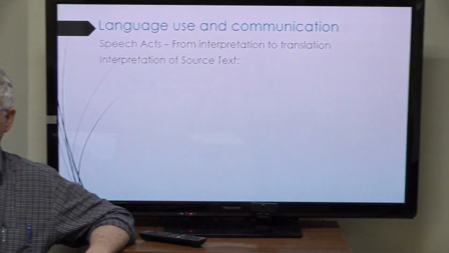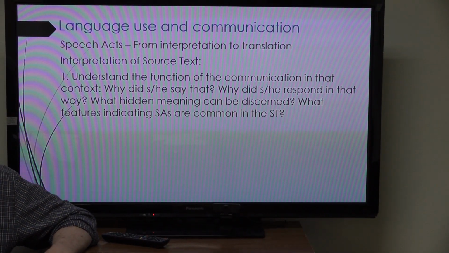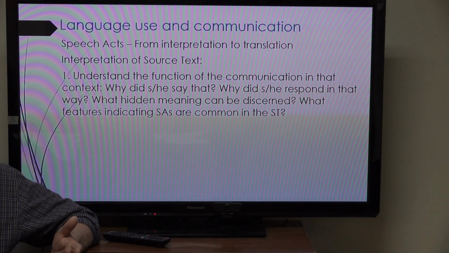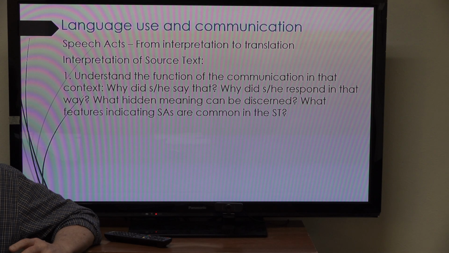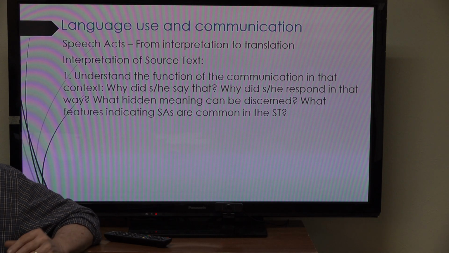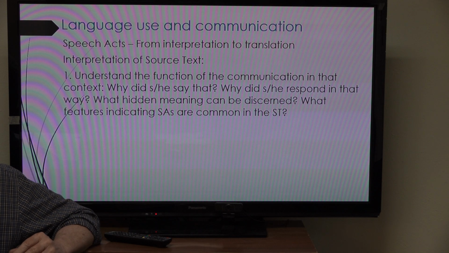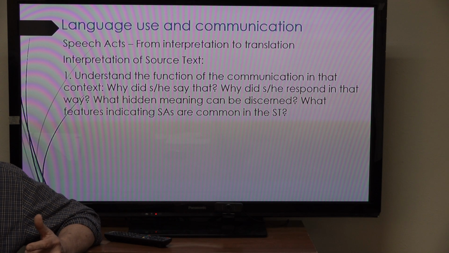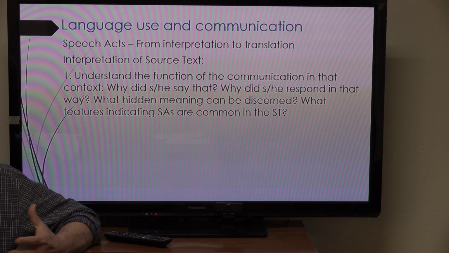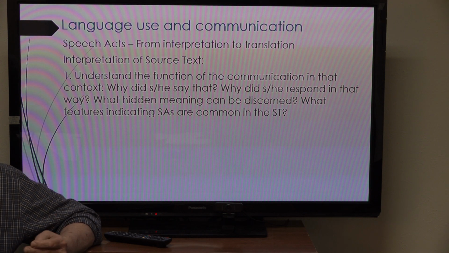Okay, so from interpretation to translation, what do we do? We try to interpret the source text, and we try to understand what's going on in the communication, what is said, how did the person respond to what was said. Is there anything we can discern about this conversation, any hidden meanings we can decipher, and what are the features of this act? So what was said? Was it a question, or was it a statement?